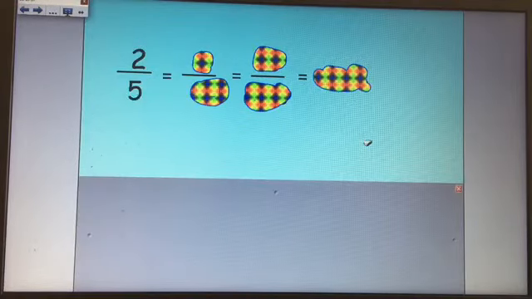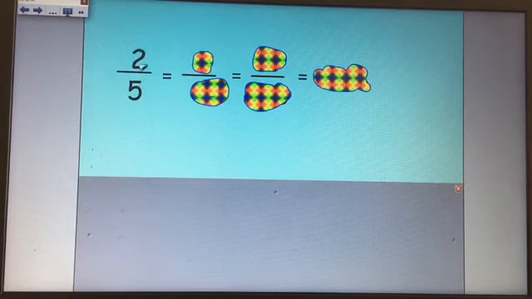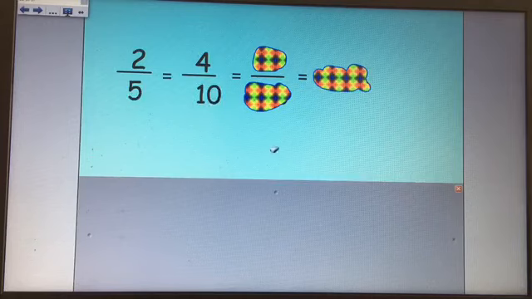Okay, so I'm going to go off on a little bit of a tangent here, and I just wondered if anybody knew what 2/5 would be as a percentage. Well, first of all, let's turn our 2/5 into tenths. Hopefully you'd know that if you multiplied both of these by 2, it would make 4/10.